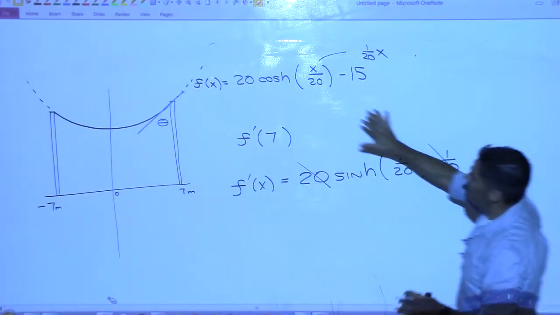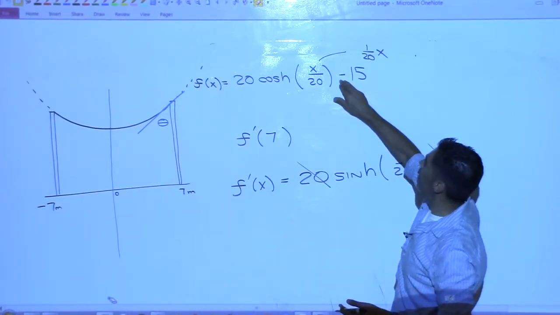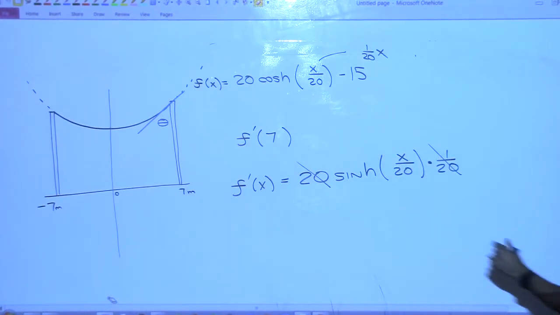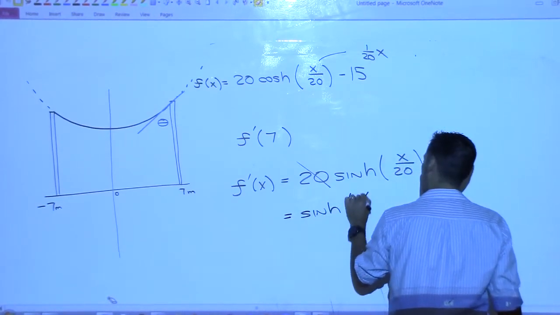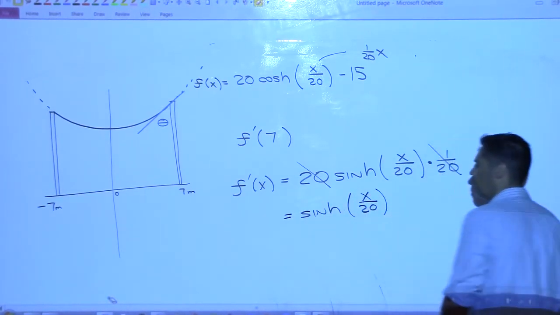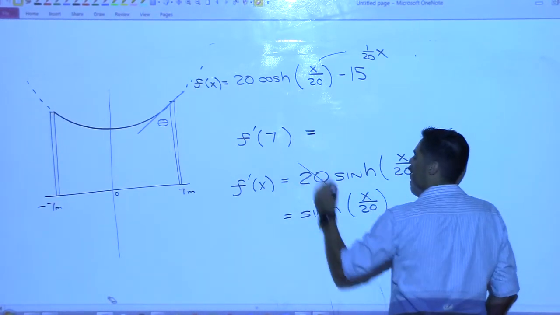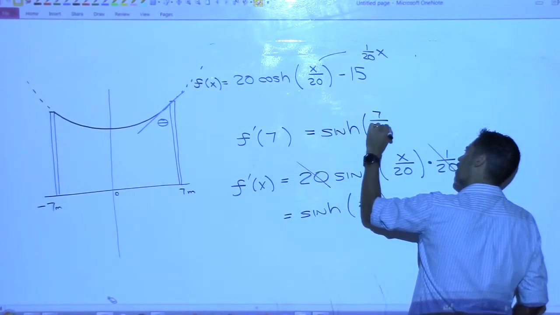Now are we done with the derivative of this part? Yes, and then minus the derivative of 15, which is 0. So that's it right there. It's sine hyperbolic of x over 20. That's the derivative of the function. But we want to know the derivative of the function at 7. So now let's go back up here. I need to know what sine hyperbolic of 7 over 20 is.